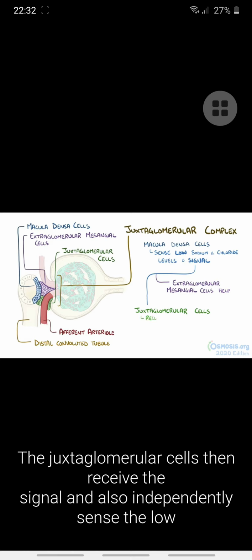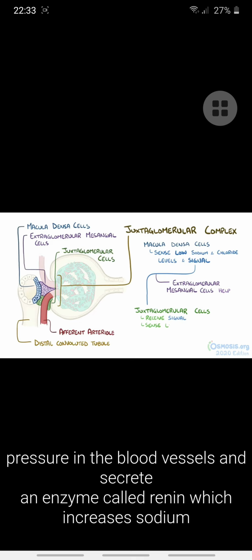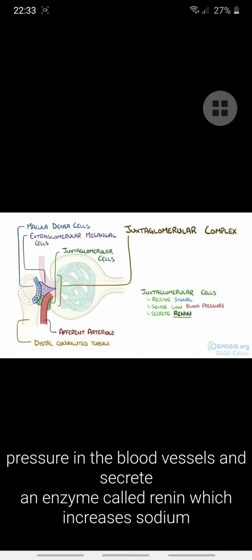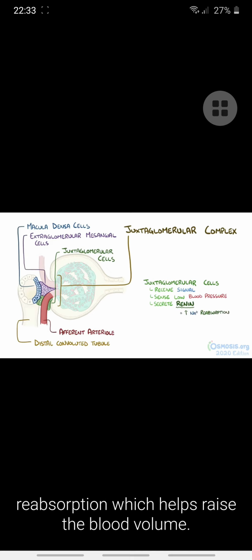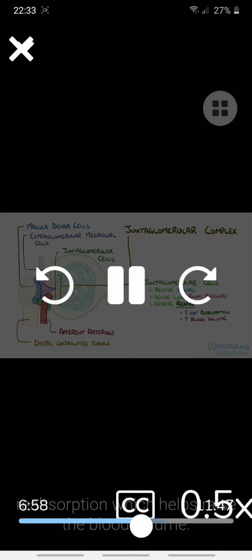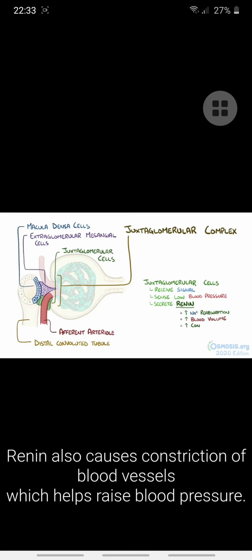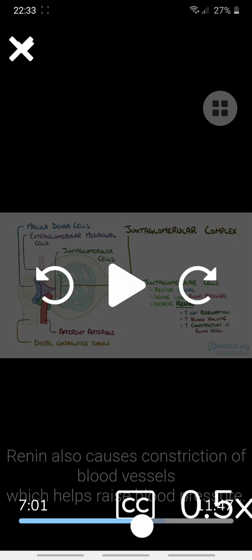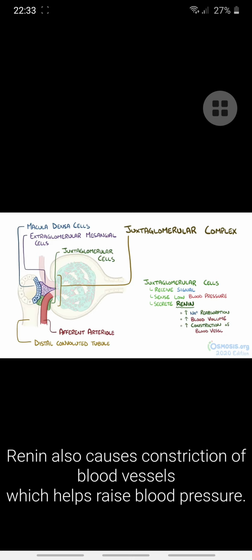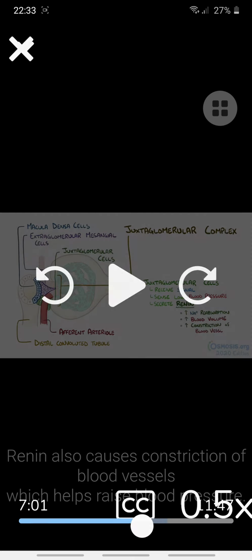The juxtaglomerular cells then receive the signal and also independently sense the low pressure in the blood vessels and secrete an enzyme called renin, which increases sodium reabsorption, which helps raise the blood volume. Renin also causes constriction of the blood vessels, which helps raise blood pressure.